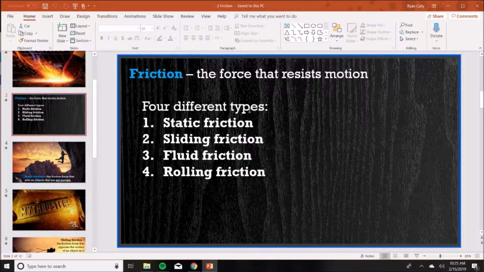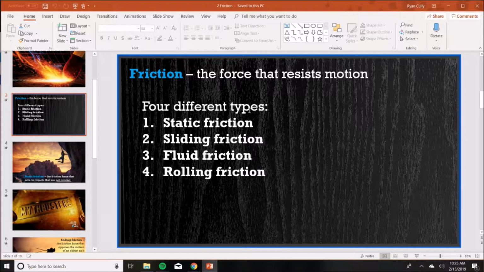But friction is defined as the force that resists motion. Very simple, okay? And that makes sense, you know. You go to push an object, and why does it end up stopping? Well, it's because of friction. All right. Why is it hard to push something? Well, it's because of the friction. It's resisting motion. Something doesn't want to move.